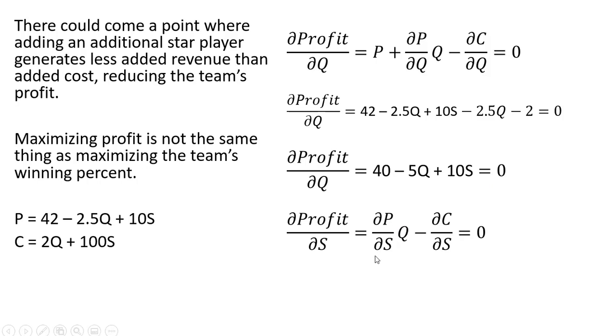Our next first order condition, we showed when we take the partial derivative of the profit function with respect to S, we get back this result. So let's plug in our results now. So the partial derivative of the price equation with respect to S is 10, and that's being multiplied by Q. So that's where this 10Q is coming from. And then taking the partial derivative of the cost equation with respect to S, that's going to be 100. So we're going to subtract out 100 here.